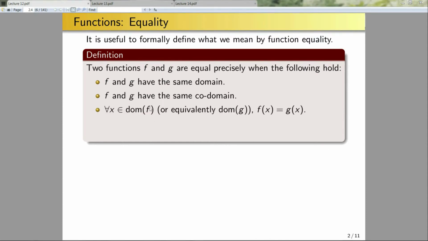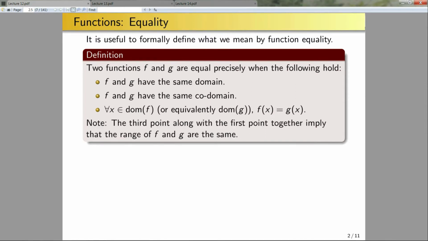And three, for all x in the domain of f, or equivalently the domain of g, f of x is equal to g of x. Notice here that this third point, along with the first two points, implies that the range of f and g are going to be exactly the same. Okay, now let's look at some examples.